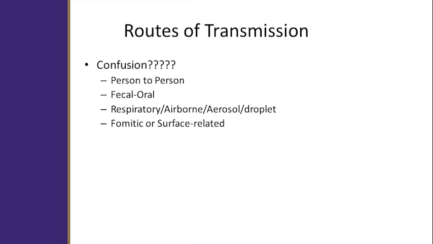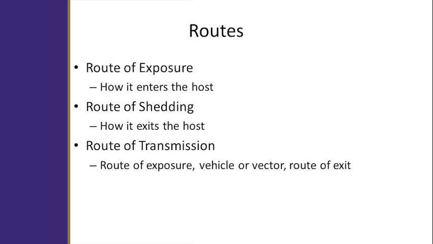Take the one of real concern, which is this whole respiratory airborne aerosol droplet pathway. Okay? This is a spectrum. But how easy is it to delineate between those for the general populace? It's not. Okay? It is a real concern. When we start dealing with these different routes, you've got to understand how it's going to enter the host, how it's going to leave the host, and really what's happening in between. Are there different vehicles or vectors involved?